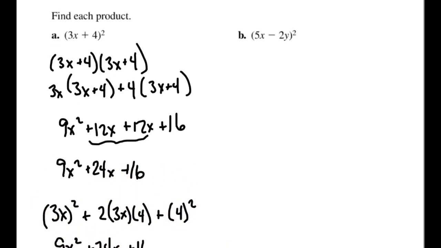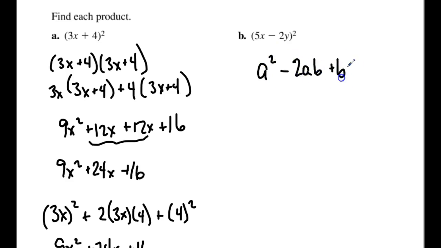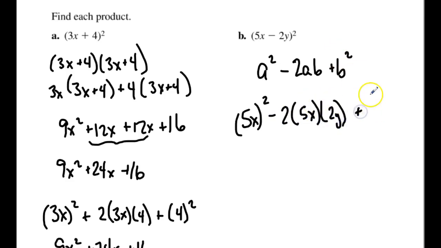So now let's look at part B, right? And so I see I'm subtracting here, so I know that my final answer is going to end up with a squared minus 2ab plus b squared, right? Because I'm subtracting, this middle term has to be subtracted. So I know that my a squared is going to be 5x, so I take my 5x and I square it. Subtract 2 times a, which was 5x, times my b, which was 2y, plus b squared. My b was 2y, so I square that term.